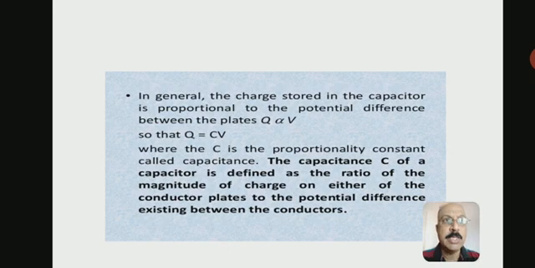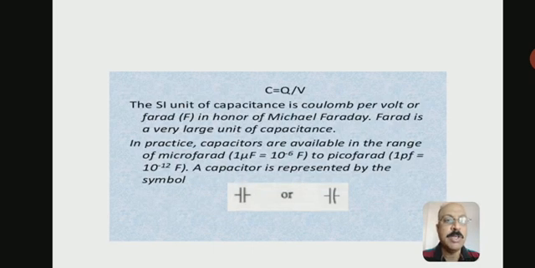In general, the charge stored in the capacitor is directly proportional to the applied potential difference between the plates. That is, Q is directly proportional to V, so removing the proportionality symbol, Q is equal to a constant C times V. That C is known as the capacitance of the capacitor. The capacitance of a capacitor is defined as the ratio of the magnitude of the charge on either of the conductor plates to the potential difference existing between the conductors. That is, C is equal to Q by V.